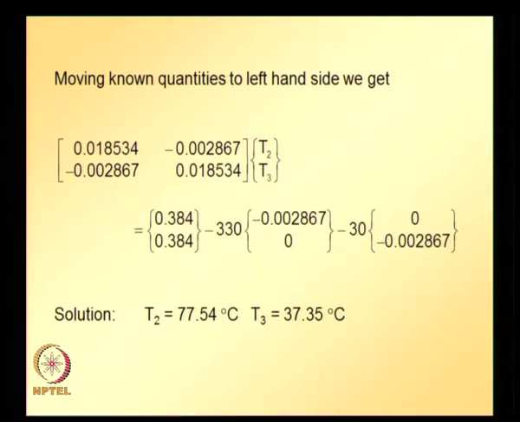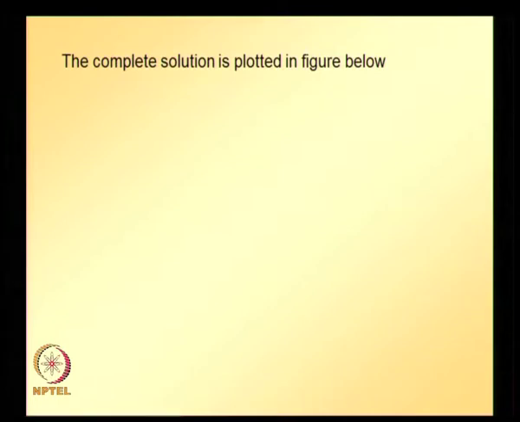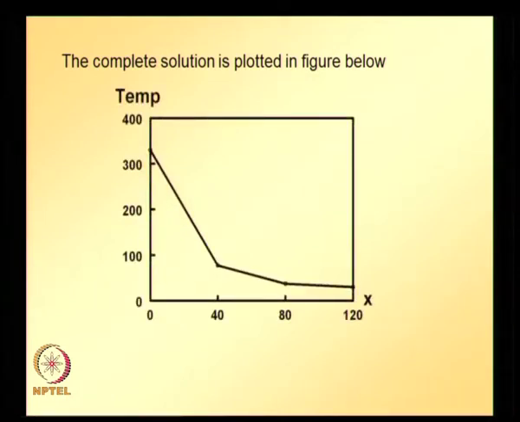So, now we solved this problem and we just calculated T2 and T3, and T1, T4 are imposed. So, the complete solution we can plot. The complete solution is plotted in the figure below, that is T1, T2, T3 and T4 values, temperature on the y axis and distance on the x axis.